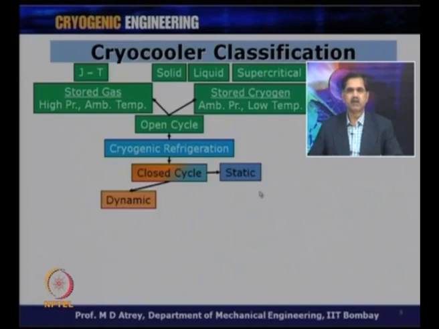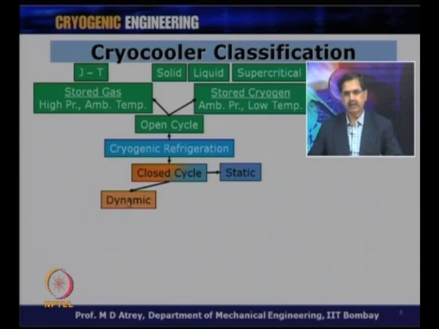Ideally I will prefer to have a static device, because the moment there are no moving parts, there is maximum reliability, there is no wear and tear. So, static is the most sought after, but it has its own problem. Dynamic delivers cold very fast and more efficiently also, but then you have to pay for it, because there will always be some wear and tear.